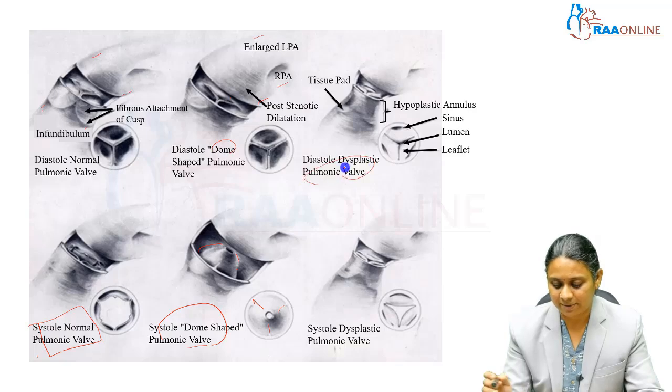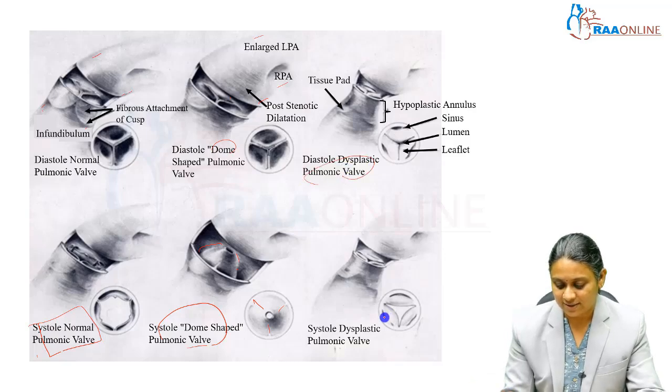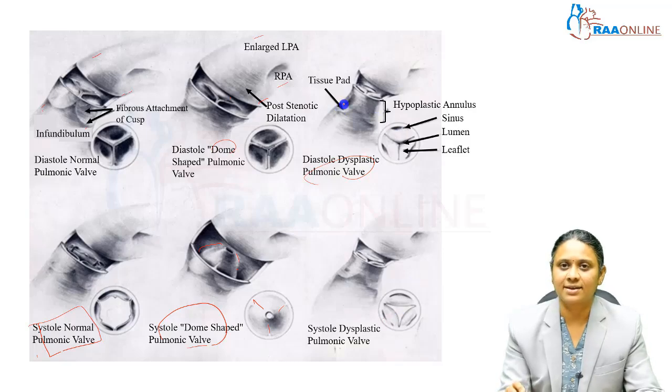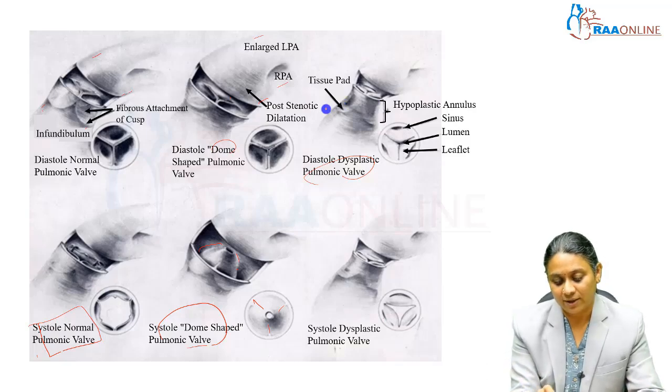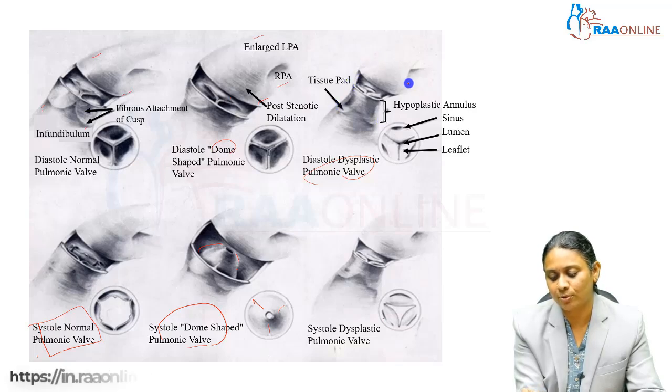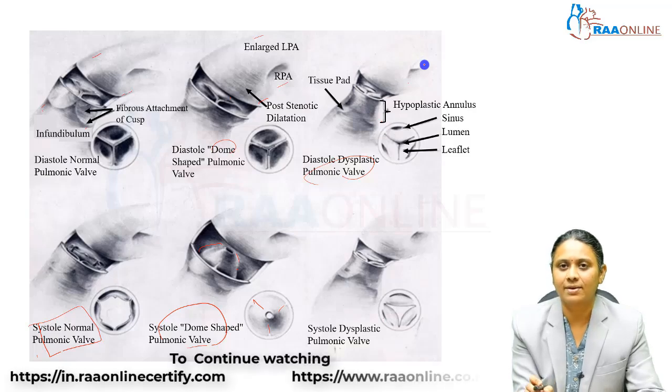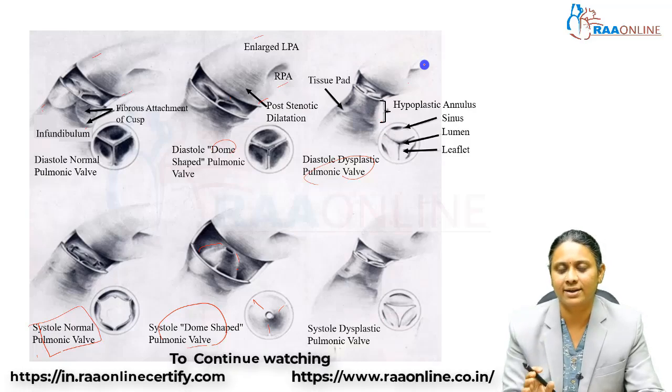This is a dysplastic pulmonary valve. You can see it is a thicker valve and an immobile valve. There is no movement actually. So this is the dysplastic valve. There is hypoplasia everywhere. You can see this is a normal infundibulum; here the infundibulum is hypoplastic. The annulus is hypoplastic. There is no post-stenotic dilatation. So everything is smaller in dysplasia. Association with Noonan syndrome.